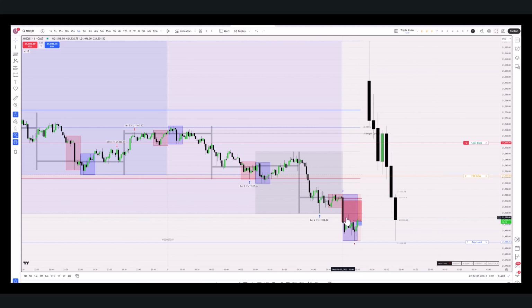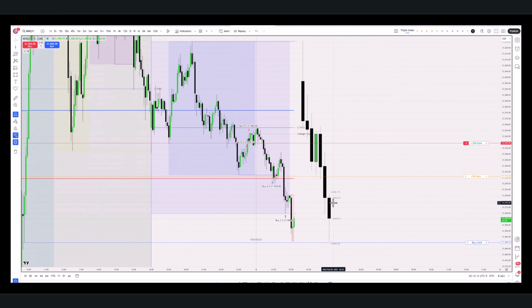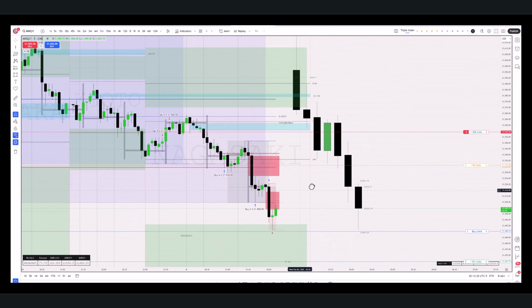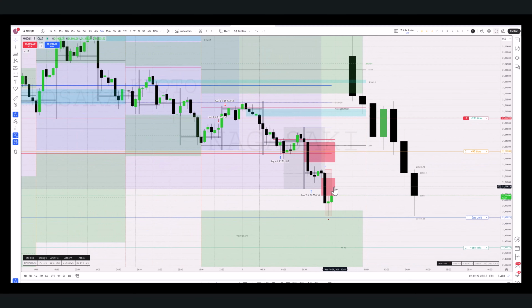Alright, if it breaks this, that's a market structure shift on a 1 minute. What's the 5 minute look like? Swing low forming. We're in a 5 minute SIBI though right now. So yeah, I can retrace to here.